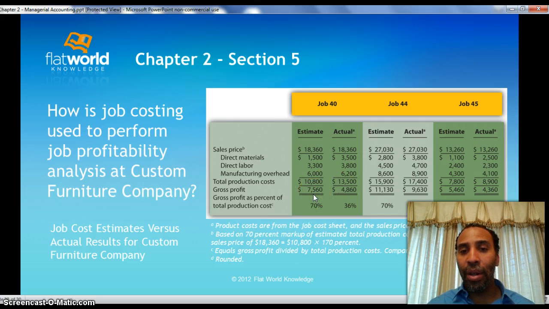Gross profit, our estimate was that we would make 7,560. We ended up making $4,860. Somebody's off. Somebody's going to get in trouble because their forecast and their estimate was not accurate. So gross profit as a percent of total production cost, 70% was our estimate, but we actually only made 36%. And you can look at that in job 44 and job 45 as well.